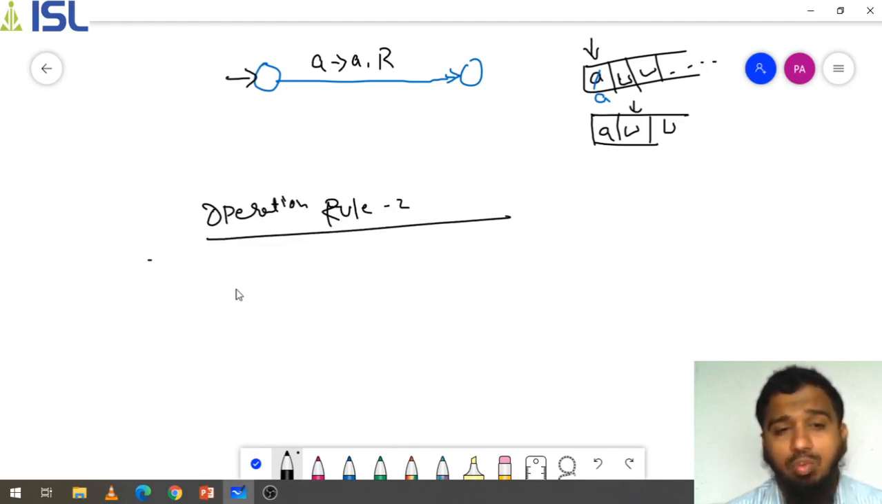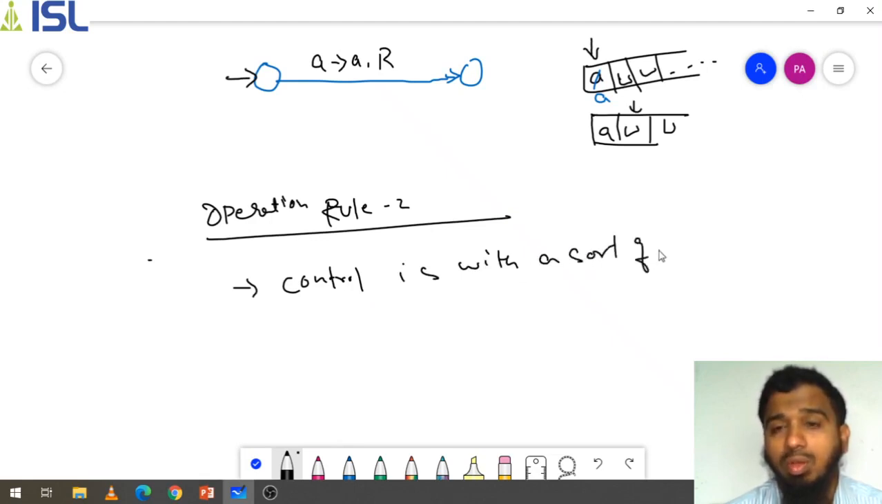So here in the first one, control is with a sort of finite state machine. Control is with a sort of finite state machine, okay. It will control with a sort of finite automatic machine.